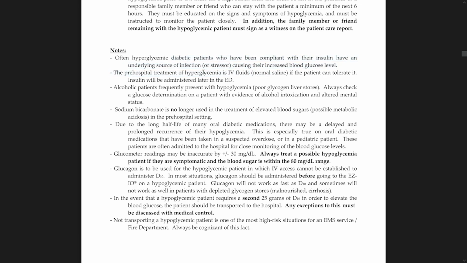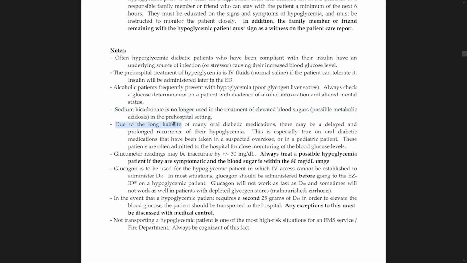The pre-hospital treatment of hyperglycemic patients is IV fluids, and if the patient can tolerate it, insulin will be administered later in the emergency department. Alcoholic patients frequently present with hypoglycemia due to poor glycogen liver stores. Check a glucose determination on a patient with evidence of alcohol intoxication and altered mental status.